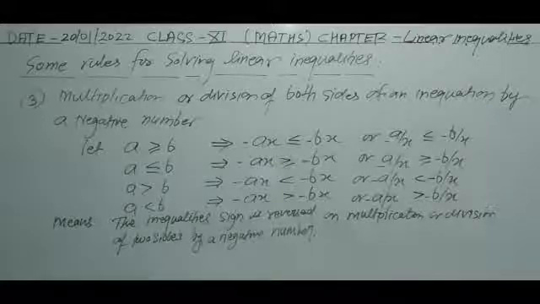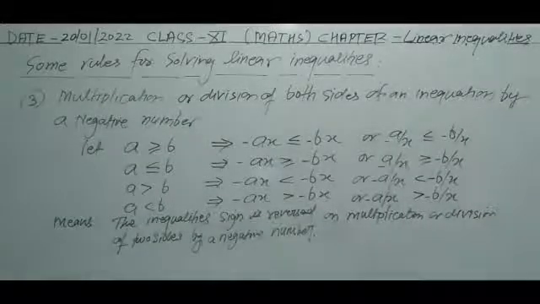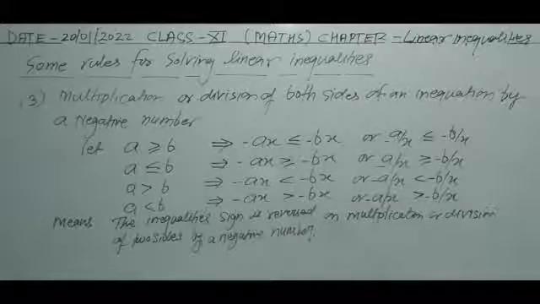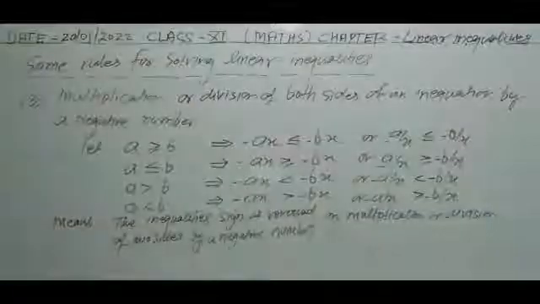This means that if you multiply by a negative number on both sides of an inequality, the inequality sign will change. In the case of a positive number, when you multiply, you get the same sign of inequality. In this concept, only the sign is reversed.